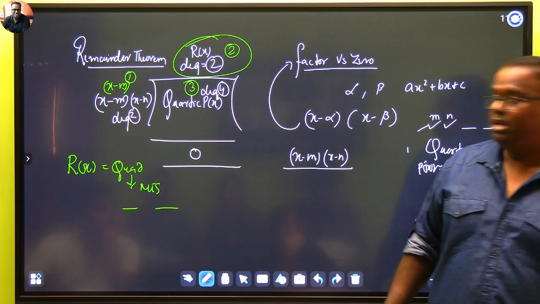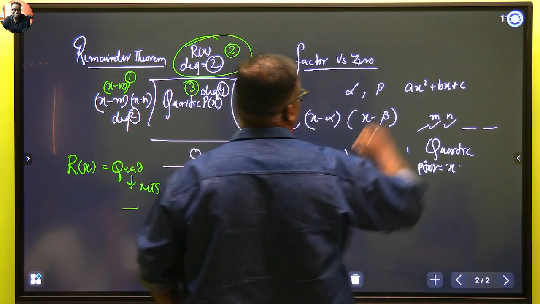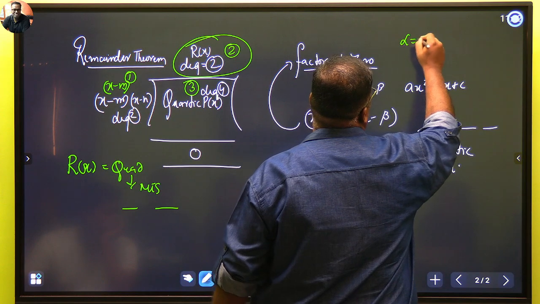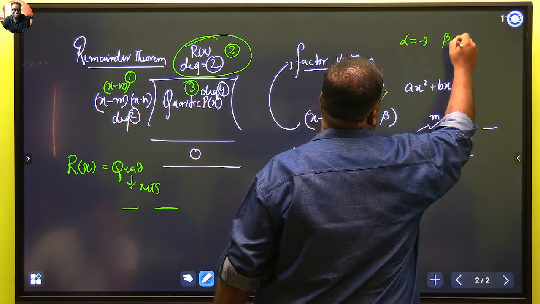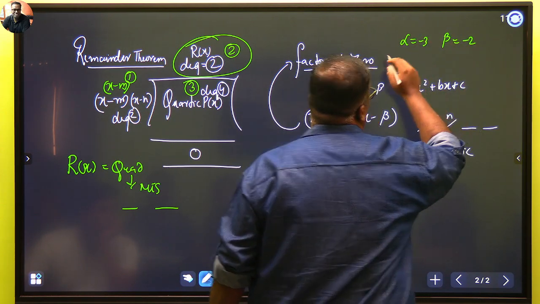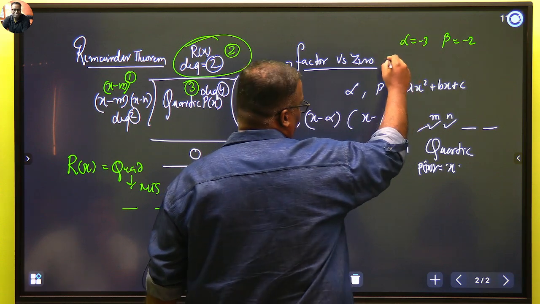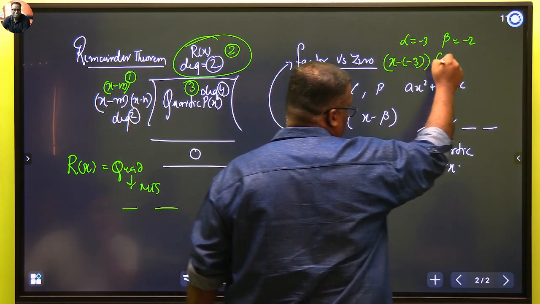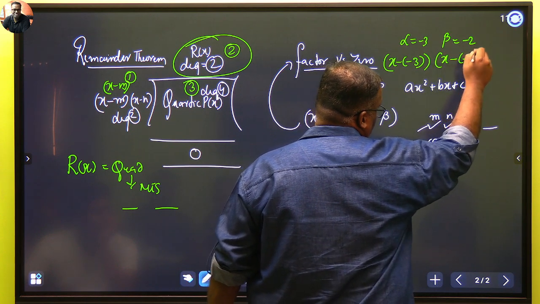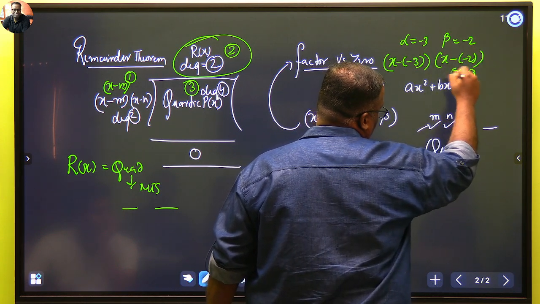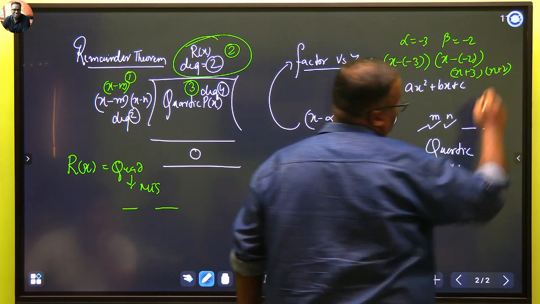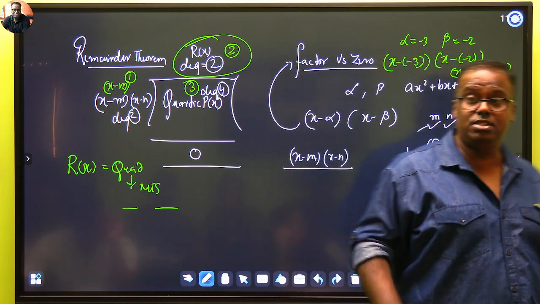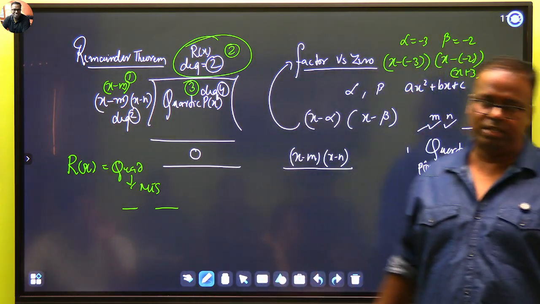Okay? Now here there is a small catch. Say they give you the value of alpha as -3 and beta as -2. I always told you x minus alpha means x minus -3. X minus alpha, x minus beta means in this case it will become x plus 3 and x plus 2. You should have that much common sense. X minus alpha, x minus beta will be a factor.